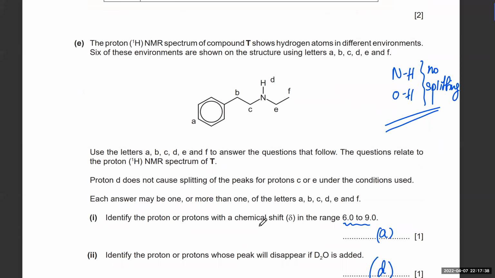So the first one has 3 H's, while this one has 2 H's. What would this peak be? F, would it be a doublet or a triplet? The neighboring carbon atom has 2 H's. So what would it be? Triplet. Okay, that's going to be a triplet. What would this be? E, the neighboring carbon atom has 3 H's.